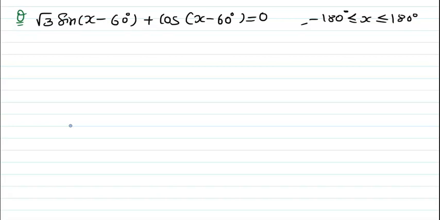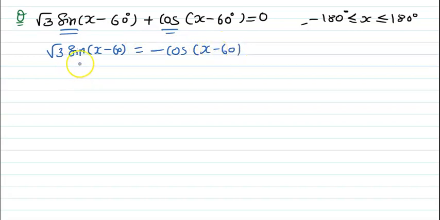Root 3 sin of x minus 60 plus cos of x minus 60 equals 0. There are two trigonometric functions, one is sine and one is cos. So your first aim is to convert two trigonometric functions into one trigonometric function. So we can write root 3 sin of x minus 60 equals minus cos of x minus 60, and divide by cos of x minus 60 both sides.